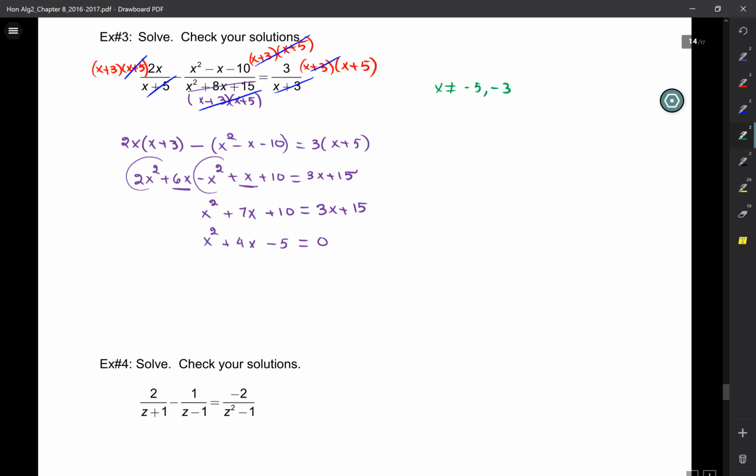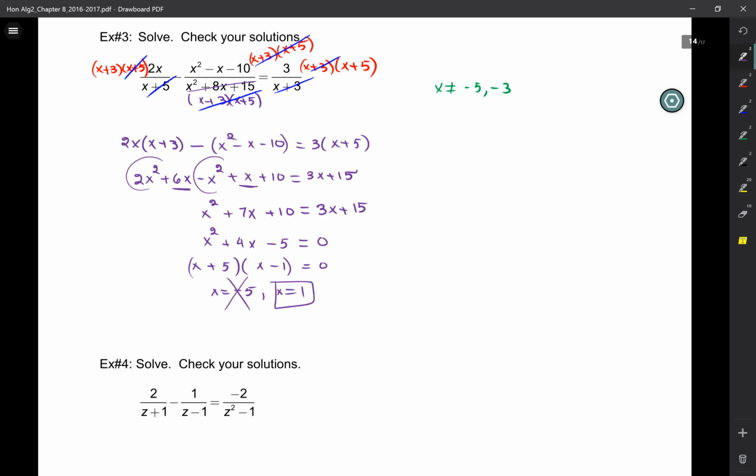Okay, now, can I factor this one? Yeah. So this is x plus 5 and x minus 1 equal to 0. So what's x? Negative 5 and x equals 1. But we just said that negative 5 is a restriction. I'm not allowed to have x equals negative 5. I cross that out, and my only answer is x equals 1.